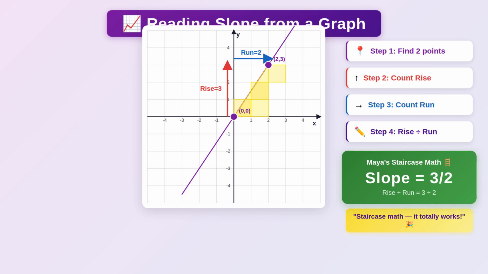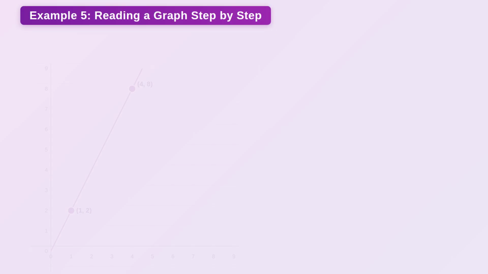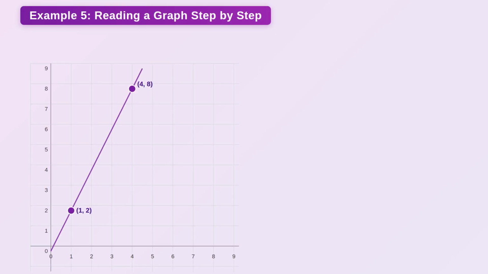Third, count how many squares to the right you travel. That's your run. Fourth, write rise over run, and simplify if you can. Practice this on any graph, and you'll get slope in seconds. Maya calls it staircase math, and it totally works.